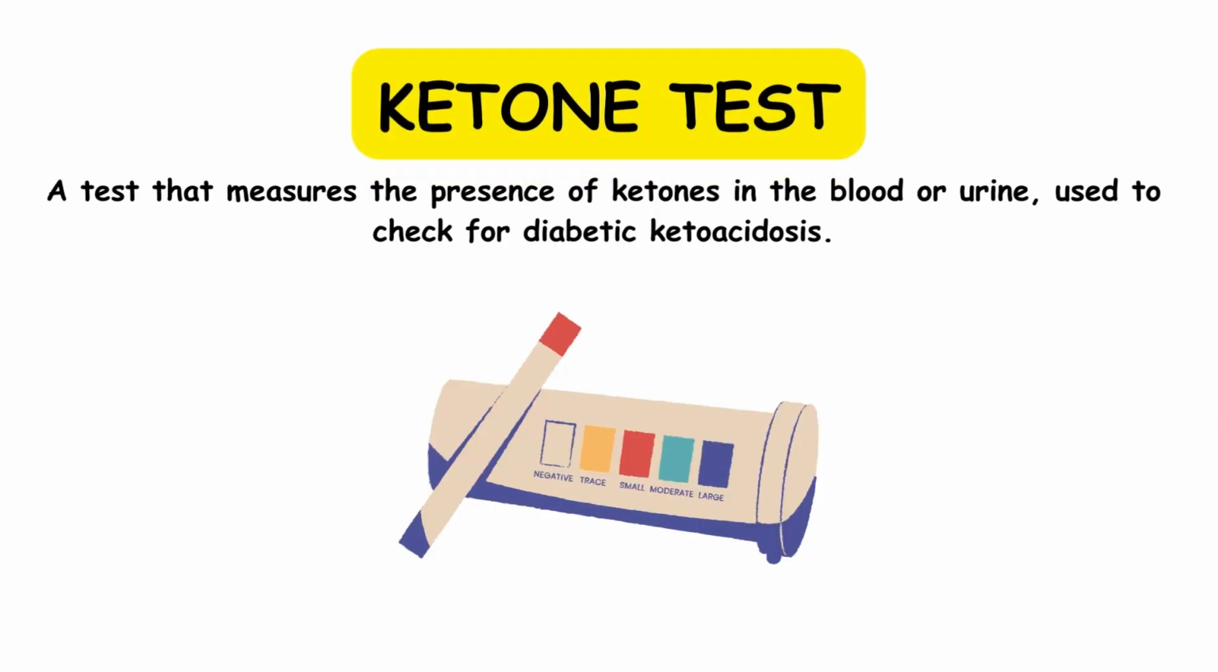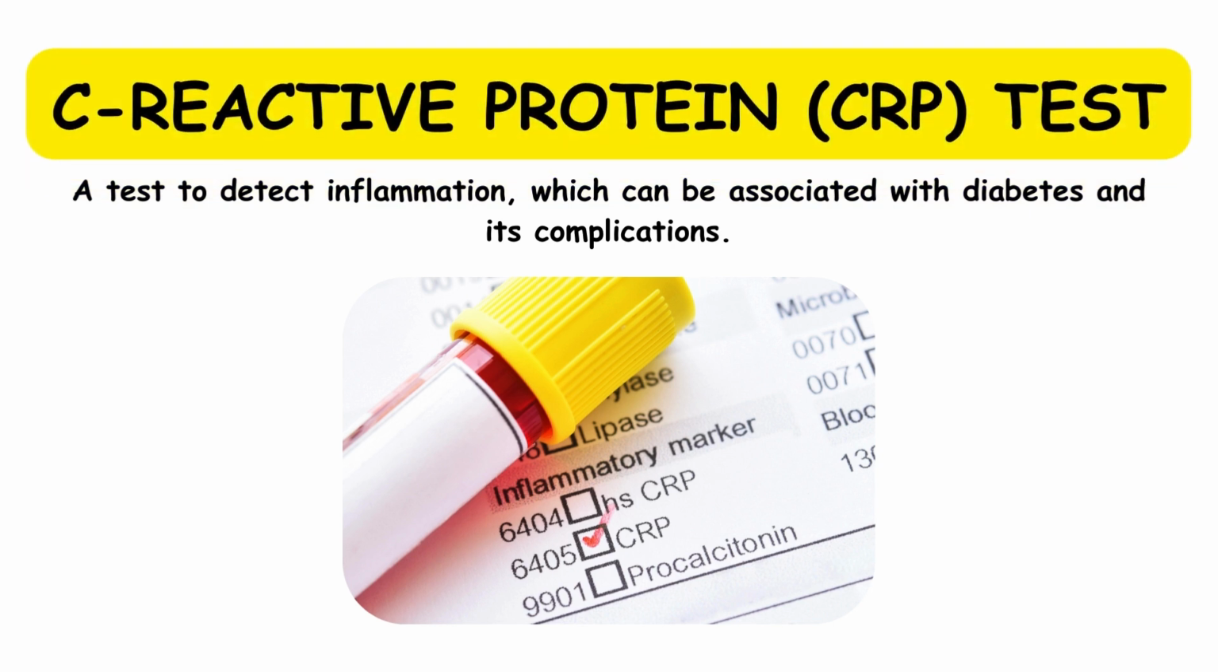Ketone test, a test that measures the presence of ketones in the blood or urine, used to check for diabetic ketoacidosis. CRP test. A test to detect inflammation, which can be associated with diabetes and its complications.